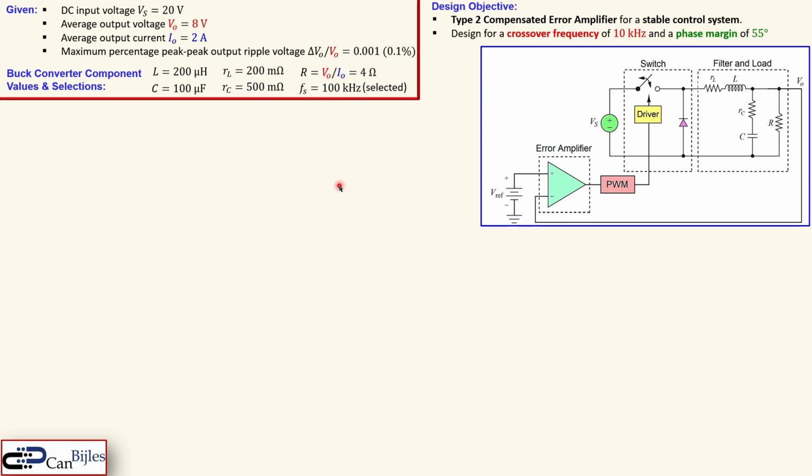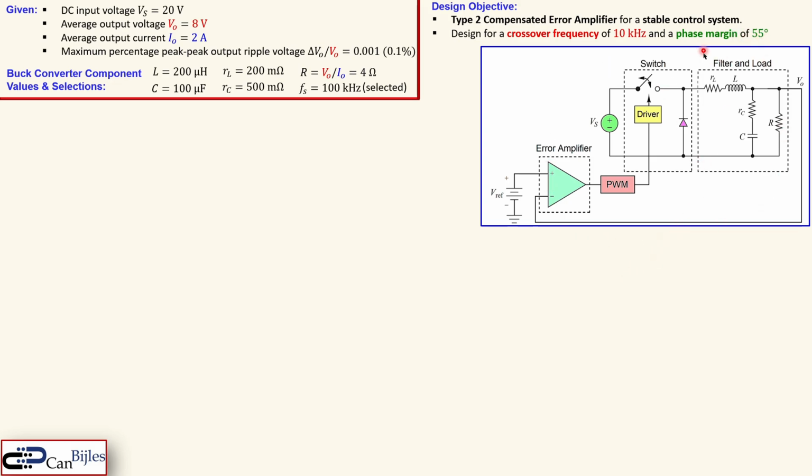Now the design objective we want is a type 2 compensated error amplifier for a stable control loop system. We need to design for a crossover frequency which is 1 decade smaller than the switching frequency, in this case 10 kilohertz, because it is 10 times smaller than the 100 kilohertz we have selected. And the phase margin we need to target is 55 degrees.